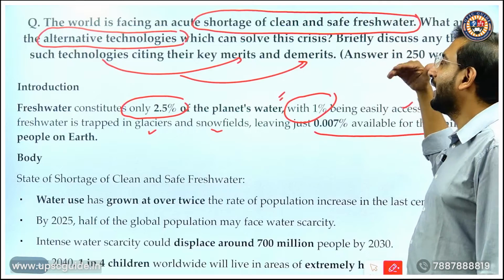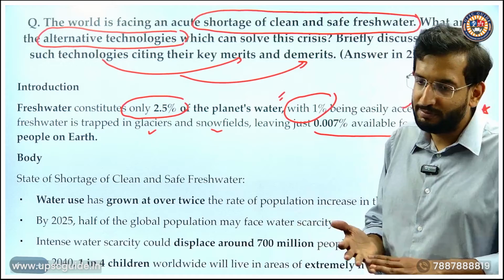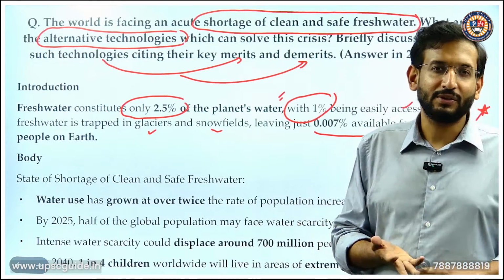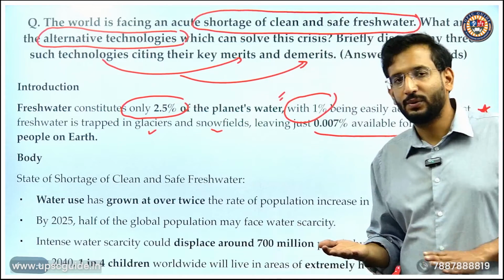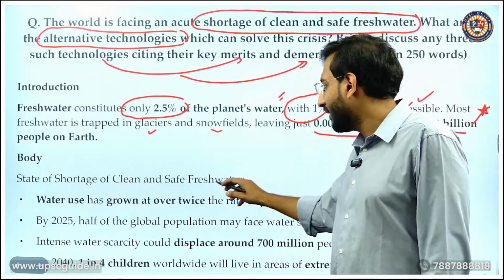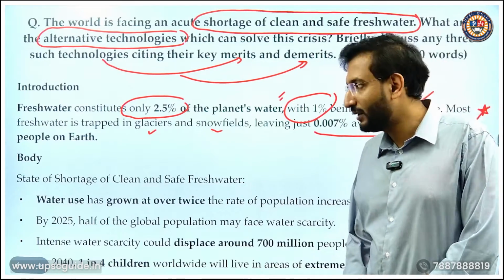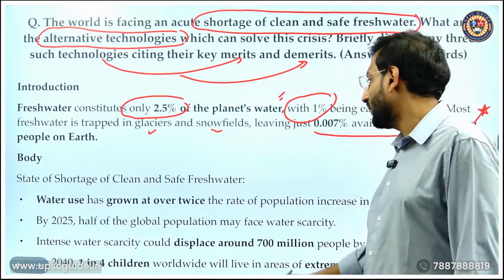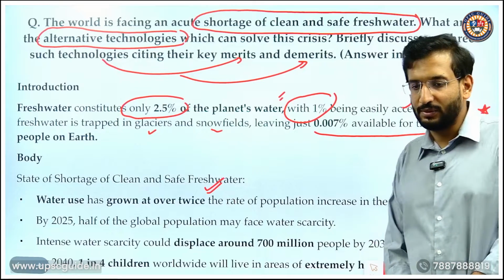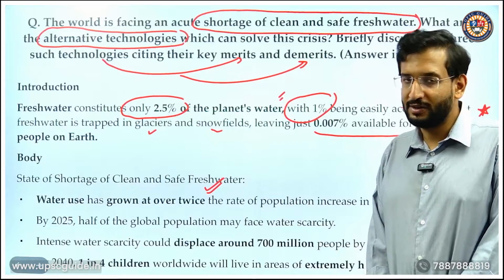Now, talking about the body part, you have to briefly talk with respect to statistics how the world is facing an acute shortage of clean and safe fresh water. You can cite the example of Bangalore as well as the city of Cape Town in South Africa, where Day Zero was observed. You can also give some data, that water use has grown over twice the rate of population increase in the last century, where most of the water is being used by agriculture as well as industries.